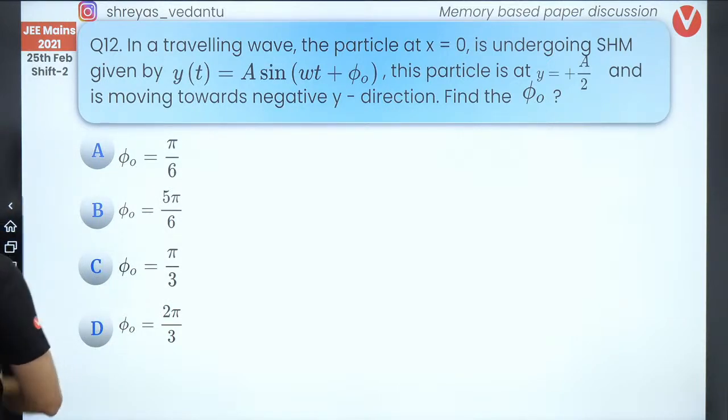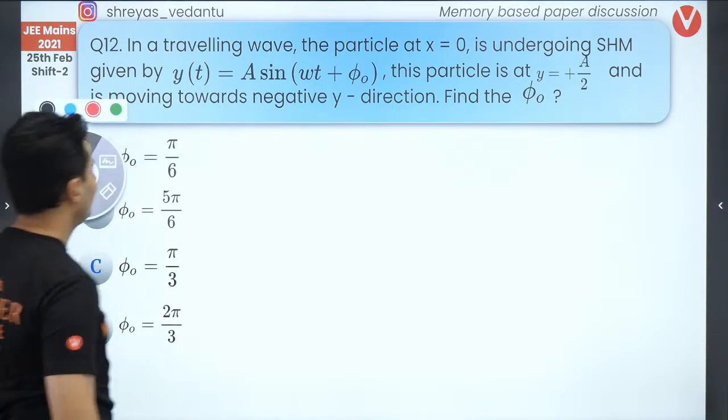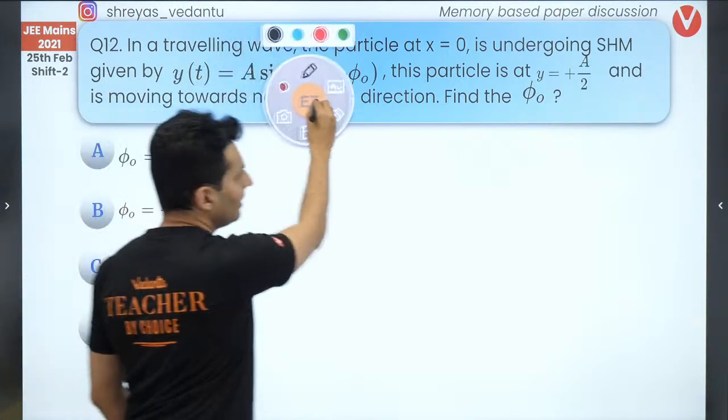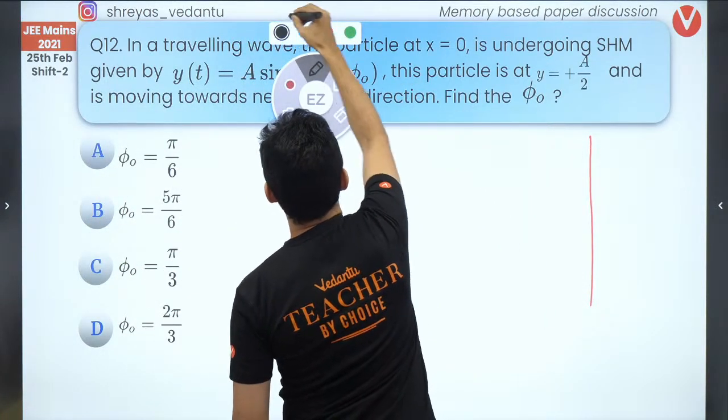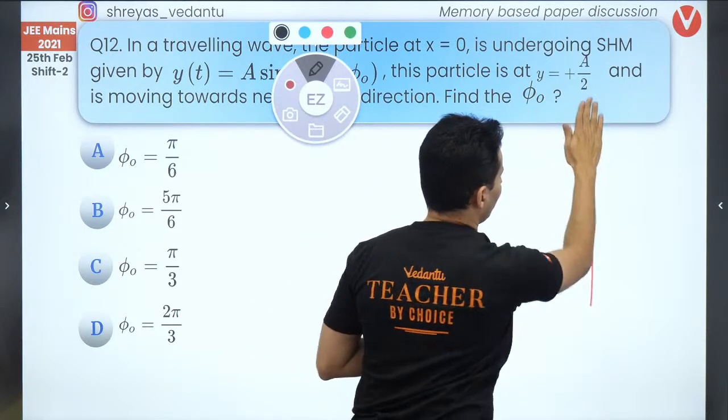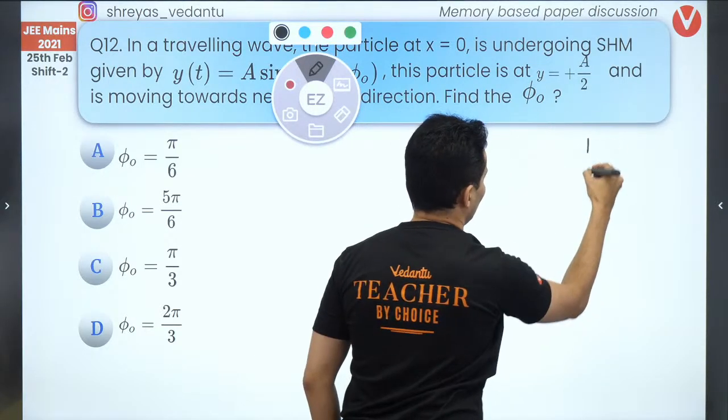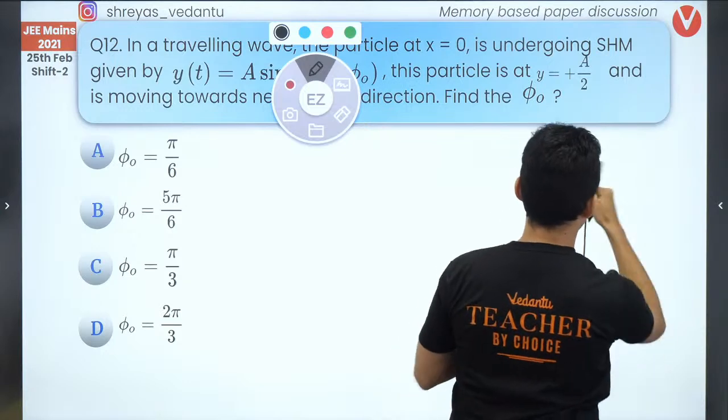Okay, so I'll tell you what. First, let's draw the diagram, guys. Let's first think about the diagram. So it's going in the y-axis. Let me choose black color. Okay, so this is our, oops.